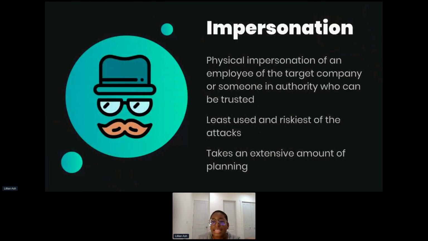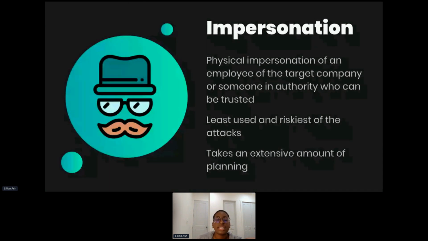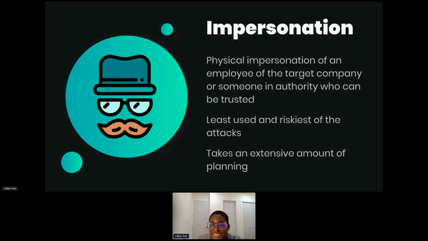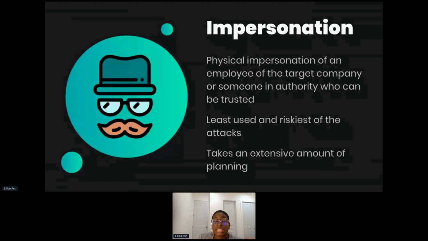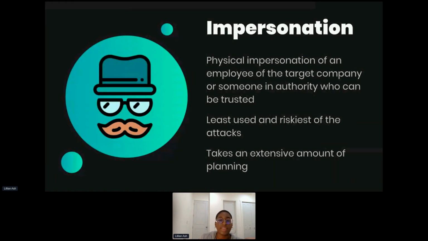Okay, and so lastly, we're coming to impersonation. Impersonation is the physical impersonation of an employee of the target company or someone in authority who can be trusted, like law enforcement, utility workers, pest control, etc. So this attack requires the most planning and is basically the riskiest attack of any of the ones that we've discussed. In other attacks, you never really have to face your target.